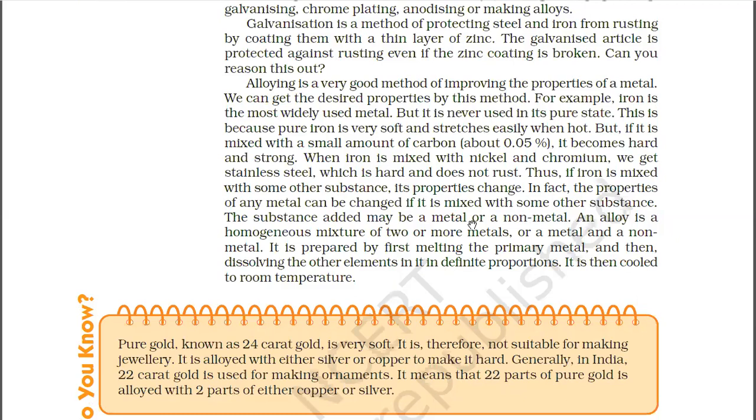Thus, if iron is mixed with some other substance, its properties change. In fact, the properties of any metal can be changed if it is mixed with some other substance. The substance added may be a metal or a non-metal. An alloy is a homogeneous mixture of two or more metals, or a metal and a non-metal. It is prepared by first melting the primary metal and then dissolving the other elements in it in definite proportions. It is then cooled to room temperature.